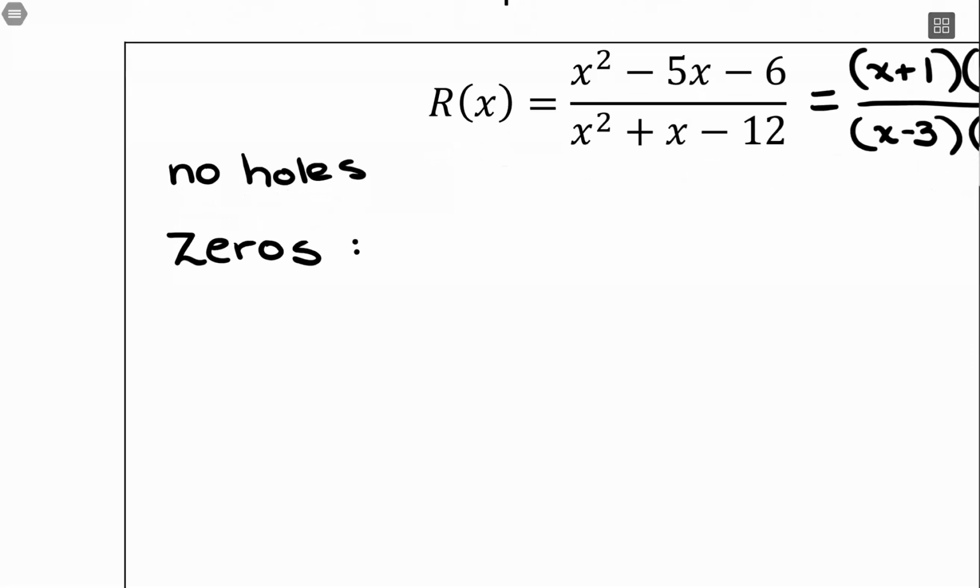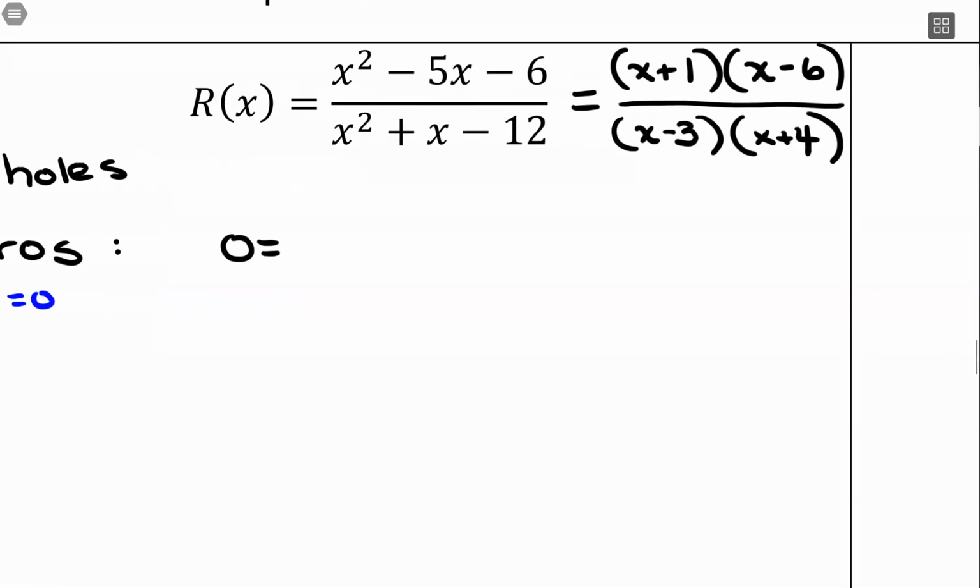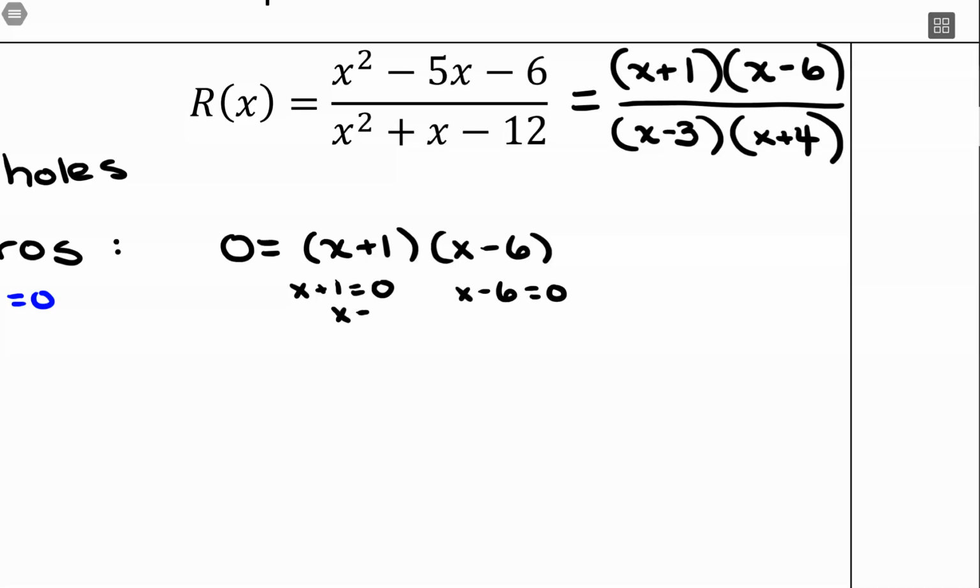So with the zeros, think of this as taking your numerator and setting it equal to 0. So we're going to take 0 equals in the numerator of this factored form. So that x + 1, x - 6. And if we did have pieces that canceled out here, we would use this most simplified form for plugging in here for the numerator. But since nothing canceled out, we have this whole x + 1, x - 6. And then we just solve. So x + 1 has to equal 0, or x - 6 has to equal 0. So we get x equals -1, x equals +6.